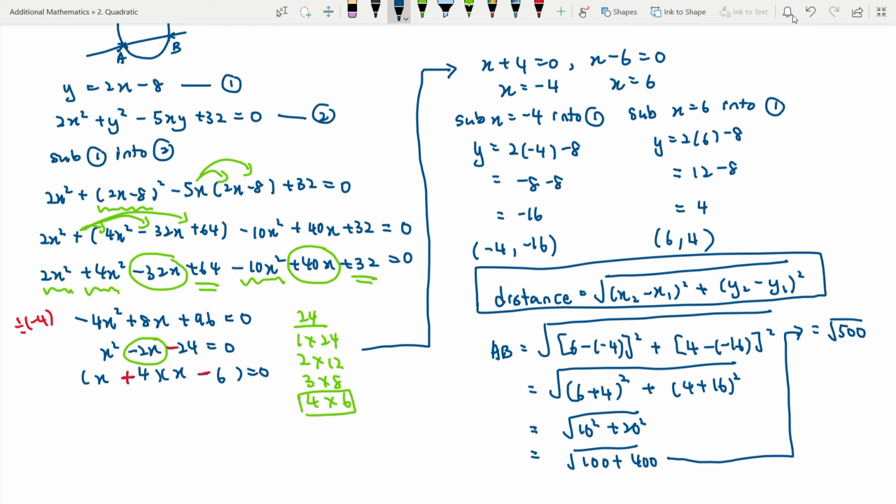We can further simplify it. Square root 500 is square root 5 multiplied with square root 100. Square root of 100 will give us positive 10 and negative 10. Since this question is asking for distance, we can ignore the negative value. Therefore, our final answer is 10 square root 5 units.